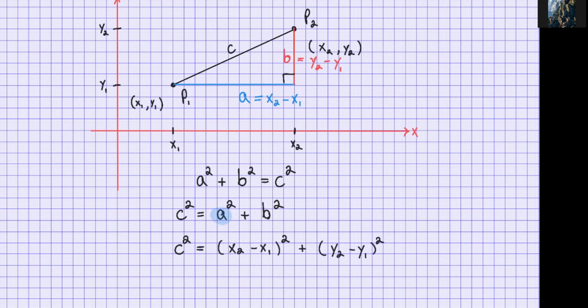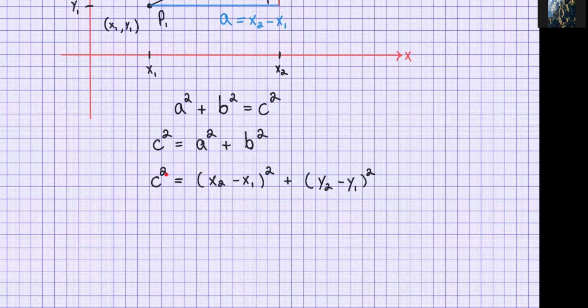So now I just have to get rid of this little square, and I do that with a square root. So what I will have is that C, which is the hypotenuse, will be the square root of everything we had before. And this is how you calculate the distance between 2 points.